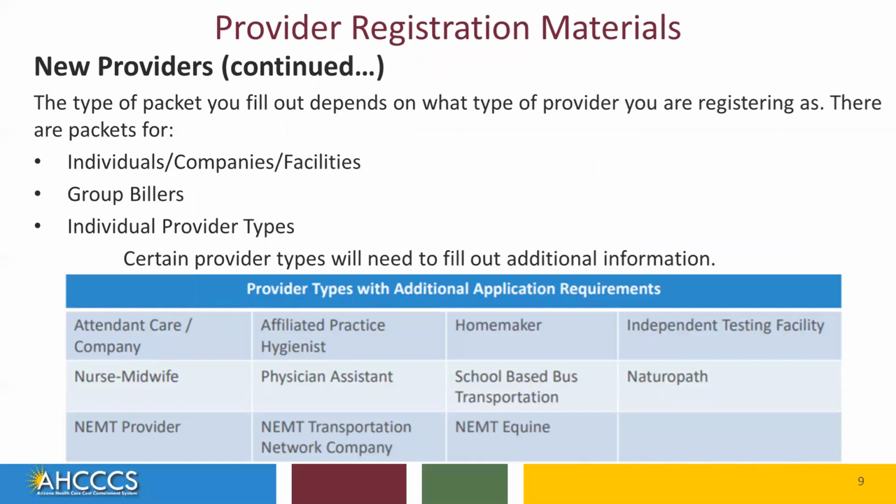The type of packet you'll fill out depends on what type of provider you're registering as. There are packets for individuals/companies/facilities, group billers, individual provider types. Certain provider types will need to fill out additional information. Down below, yes, we also have provider types with additional application requirements.